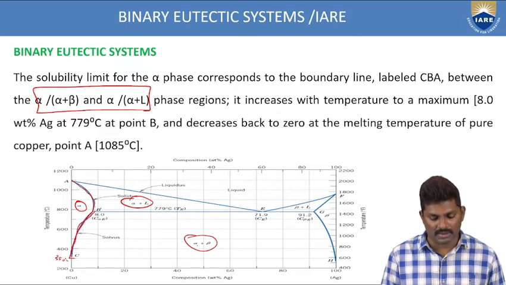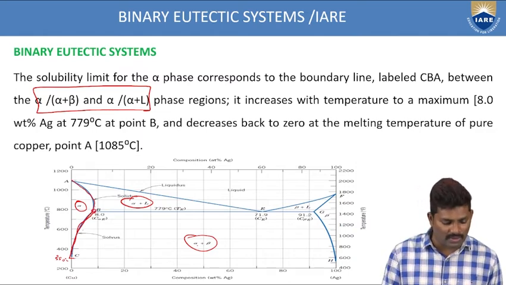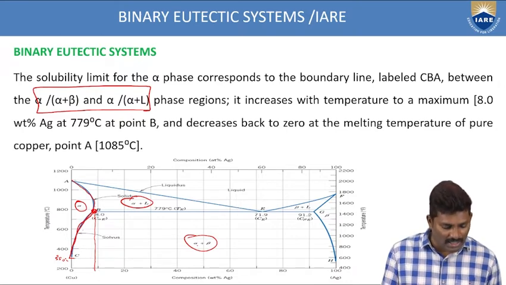Slowly it is increasing, reaching the maximum value. So what is the maximum value? How to identify the maximum value? What you have to do is drop a perpendicular on the composition line so that you will get the maximum value of copper as well as silver. So here you are getting 8% of silver.